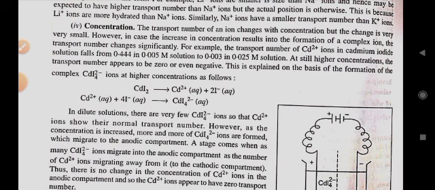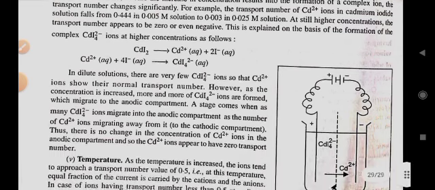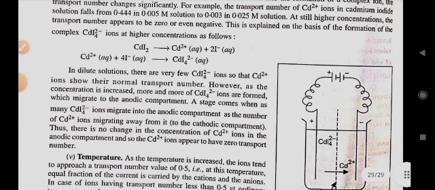Concentration. The transport number of an ion changes with concentration, but the change is very small. However, in case the increase in concentration results in the formation of a complex ion, the transport number falls, from 0.444 in 0.005 M solution to 0.003 in 0.025 M solution. At still higher concentrations, the transport number appears to be zero or even negative. This is explained on the basis of the formation of the complex CdI4 2- ions at higher concentration.